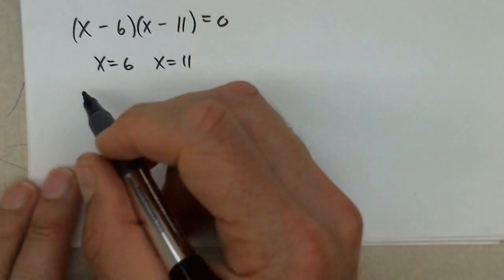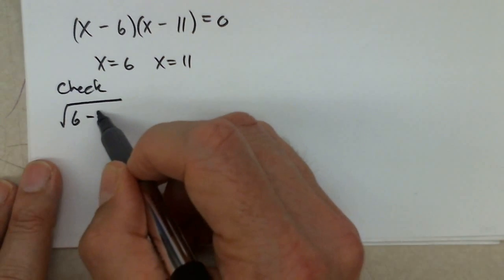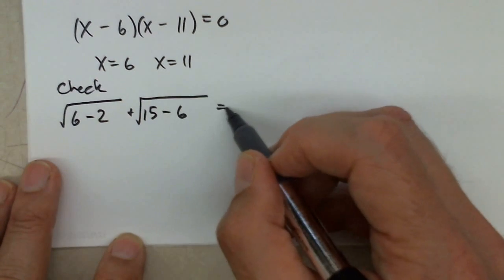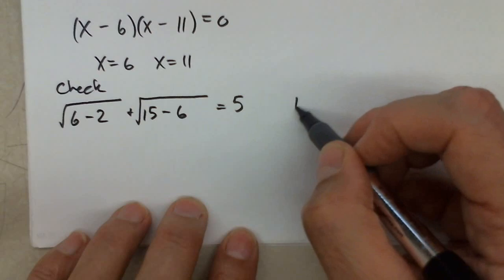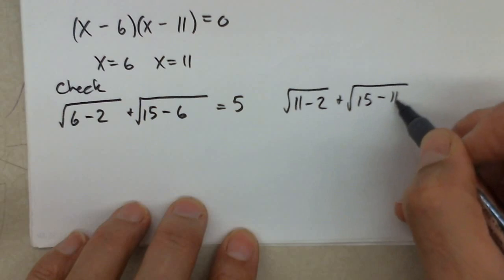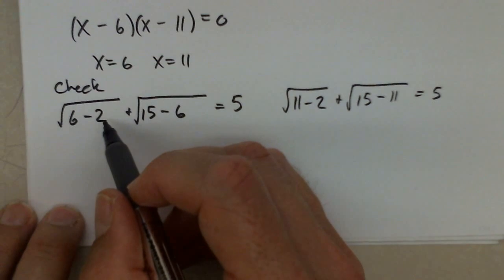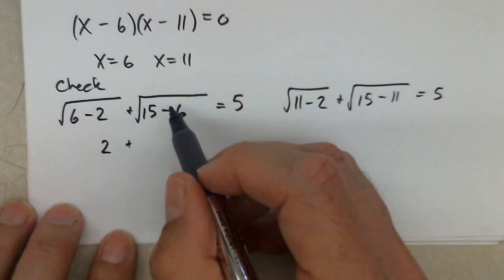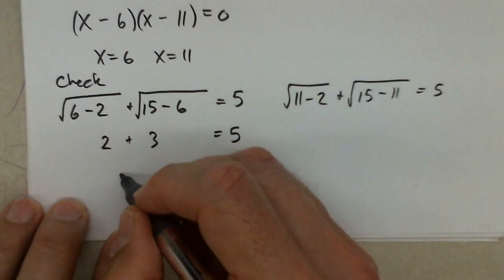And let's check in the original equation. 6 minus 2, 15 minus 6. Does that equal 5? And then over here we're going to go 11 minus 2 and 15 minus 11. Does that equal 5? 6 minus 2 is 4. Square root of 4. 15 minus 6 is 9. Square root of 9. So that means that 6 is a solution.